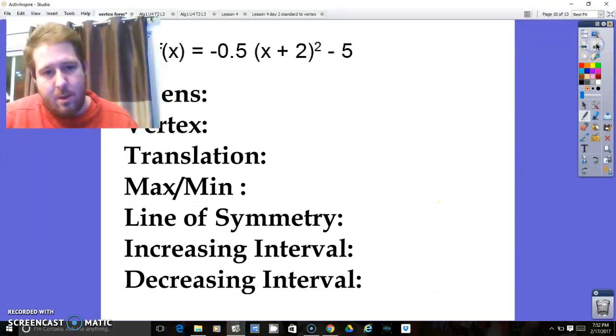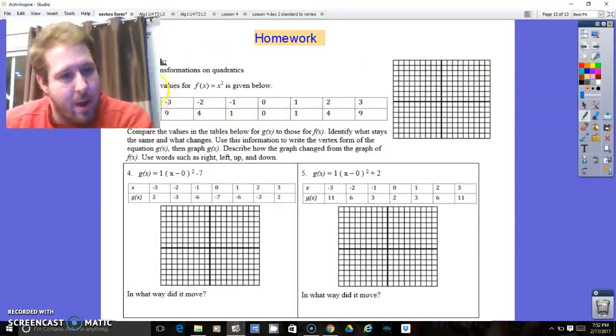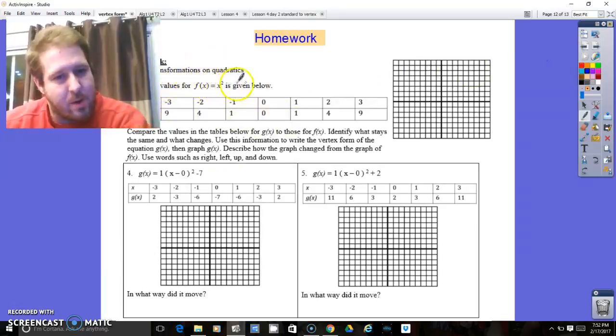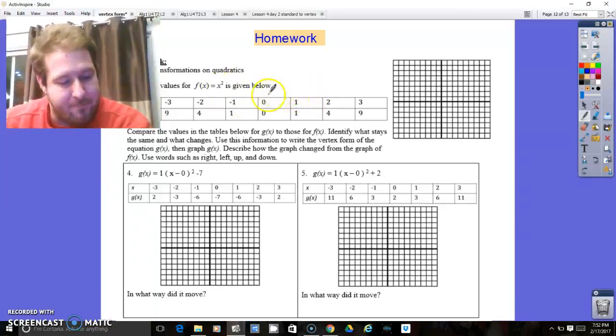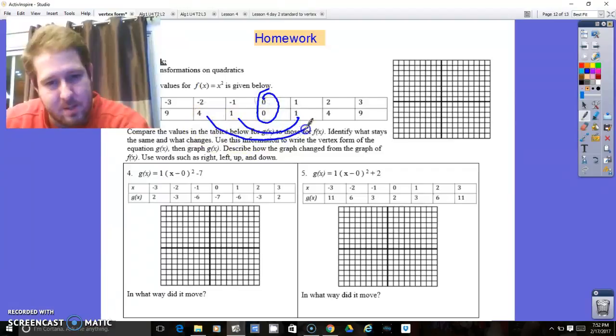All right. I know I have another one there, but I do want to get to the homework. So that was the same as before. All right. So a table of values for f of x equals x squared is given below. First thing I want to do is find the vertex. The vertex is right here, and I know that because these two numbers are the same, these two numbers are the same, and so are these two numbers. So I'm going to start with the vertex right there.